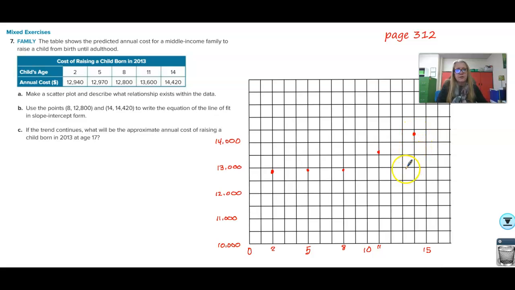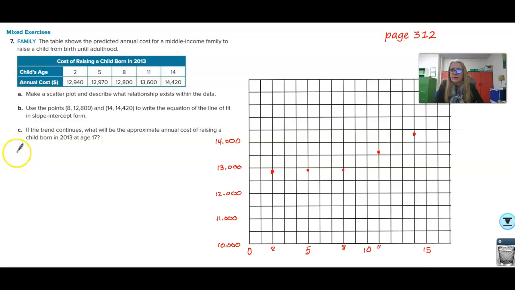So we do have a trend, don't we? I think it's an upward trend. I don't know that I could draw a line of fit there. Make a scatter plot and describe what relationship exists within the data. Seems to me like the cost to raise a child per year stays the same until they start to get older. From 11, or well, maybe from 8 or 9 on, it increases. It becomes more expensive to have a kid.